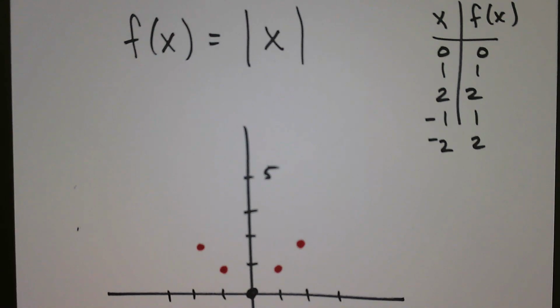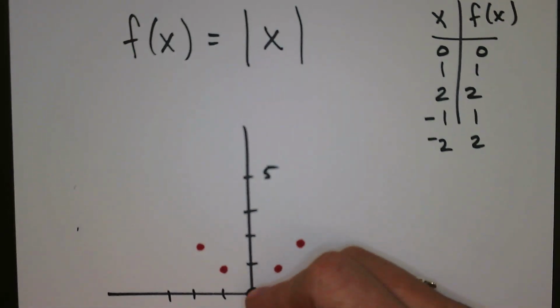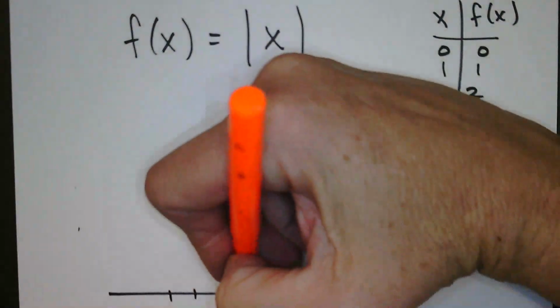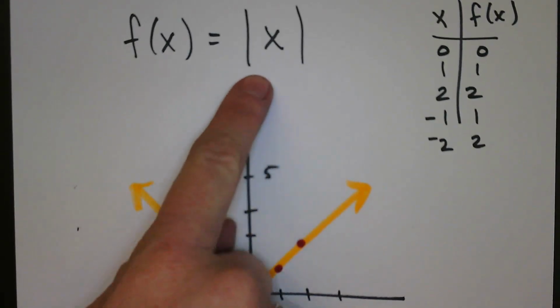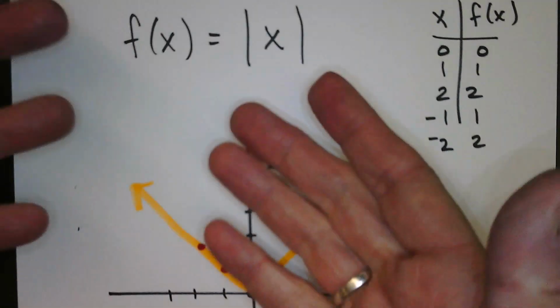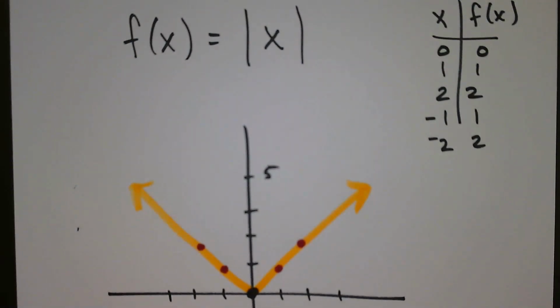but there, we got some actual scale on there now. And then if I connect these, it gives me this really nice little V shape, right? All my outputs are positive. All my y values are positive, which makes sense because the absolute value function basically makes a number positive.